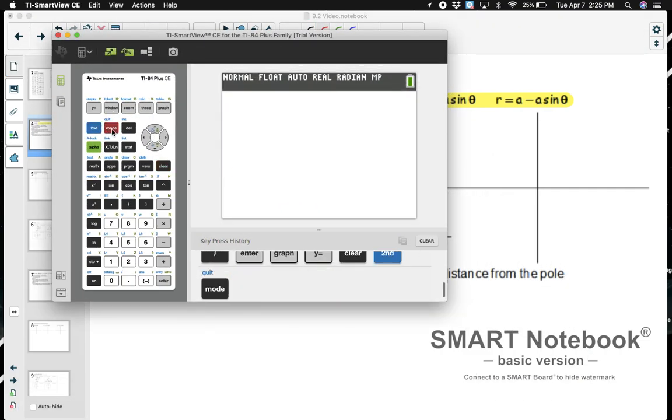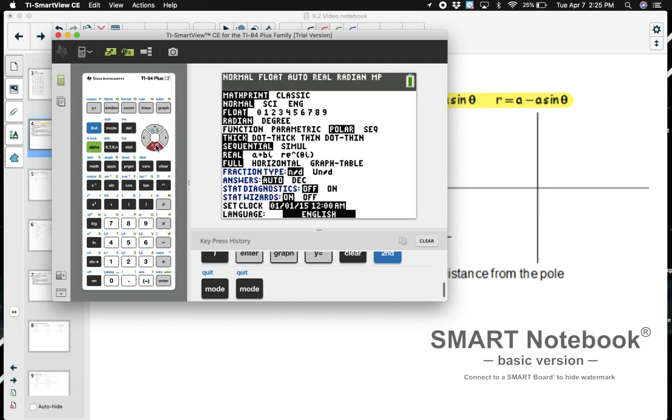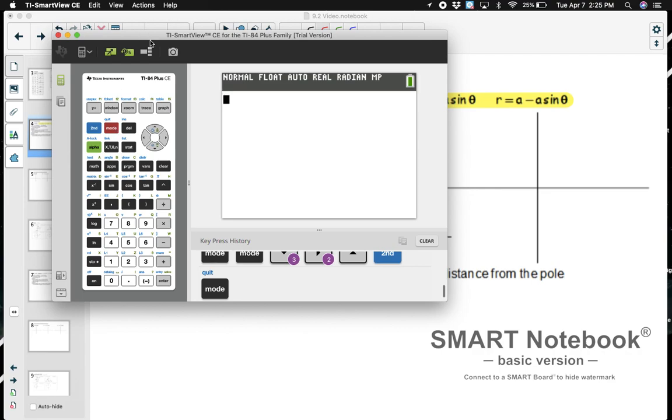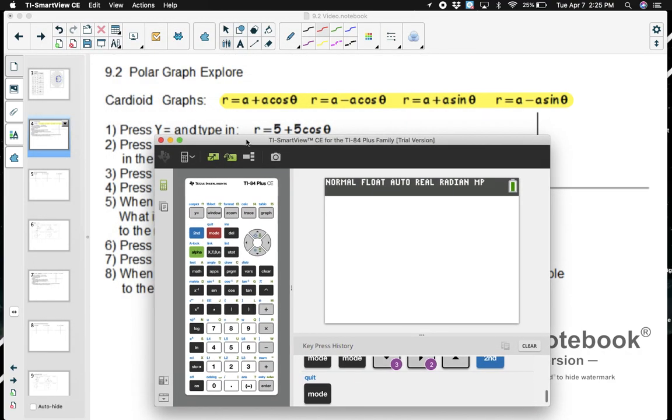Let's say I'm at my home screen first. So make sure first we go to mode. We want to be in polar. Some of us are probably in function right now, so make sure we tab over and select polar and that's highlighted. Also, you want to make sure you're in radian mode. I know we were in degree for chapter 8, so let's make sure we switch over to radian mode.